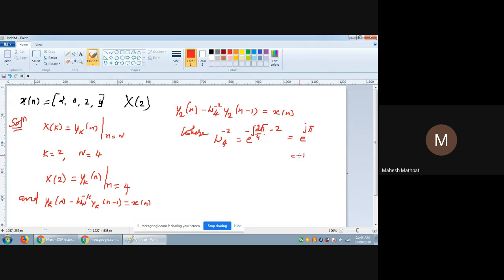Now what will happen to the above equation? Are you noting this? Yes, sir. So we will write it as y2 of n. The value of this W4 to the power minus 2 is minus 1. So it will become plus y2 of n minus 1 is equal to x of n.